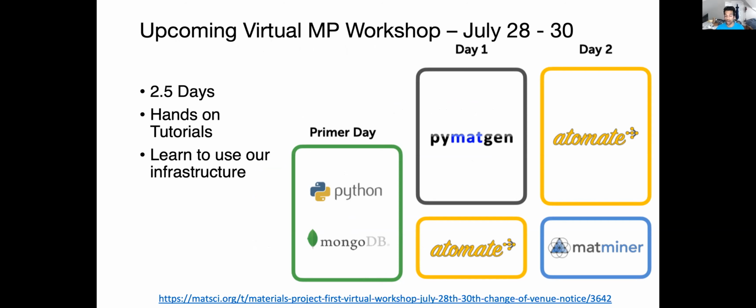We'll teach you how to use MongoDB, which is a database that we use. And then in day 1 and day 2, we'll basically go through some of the critical tools, such as PyMatGen, which is our materials science library, and Atomate, which is how we perform all our high-throughput calculations. And finally end up with MapMiner, which is what we're building for machine learning and materials science.